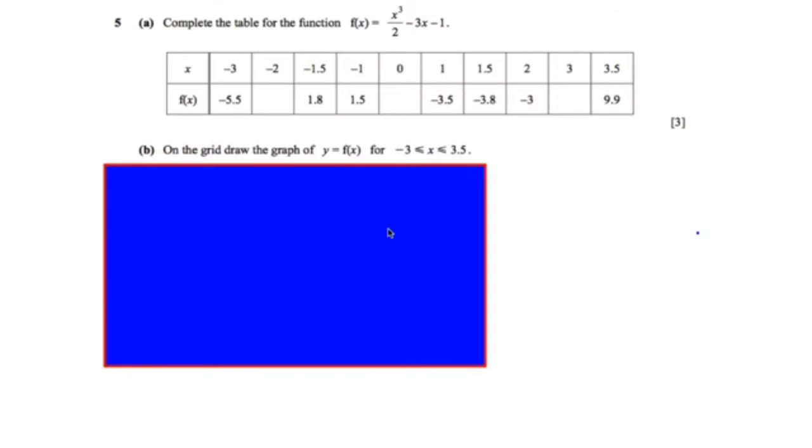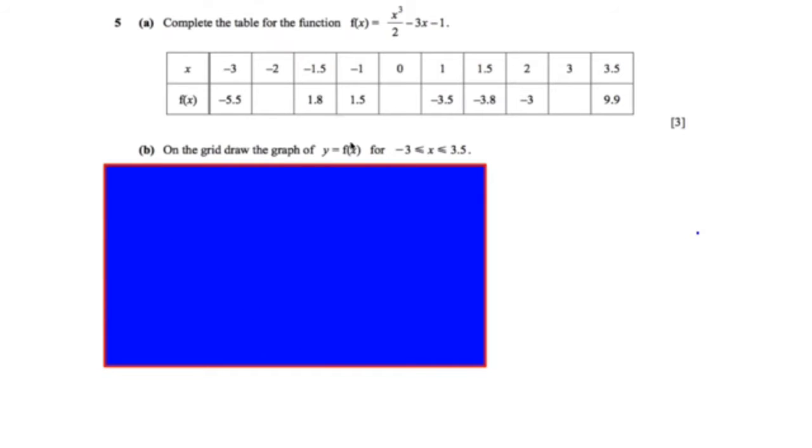Okay, so I'm just going to talk through a quick question about using graphs to solve equations. This is a very typical kind of paper 4 question on the extended syllabus. So here we go. First off, complete the table for the function x cubed over 2, take away 3x, take away 1. And we've got some spaces missing.